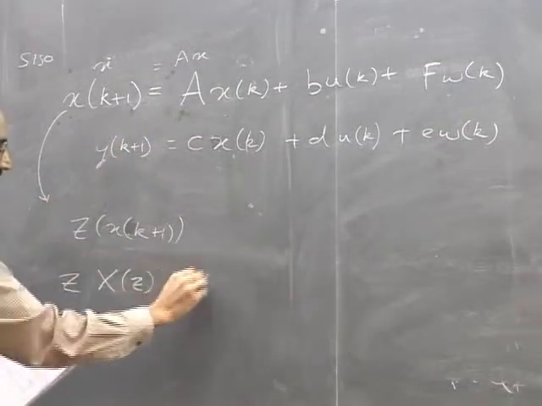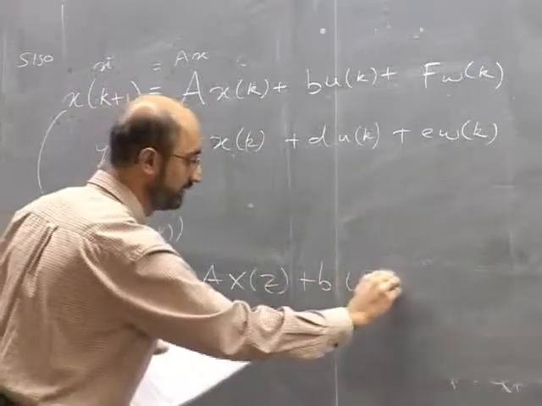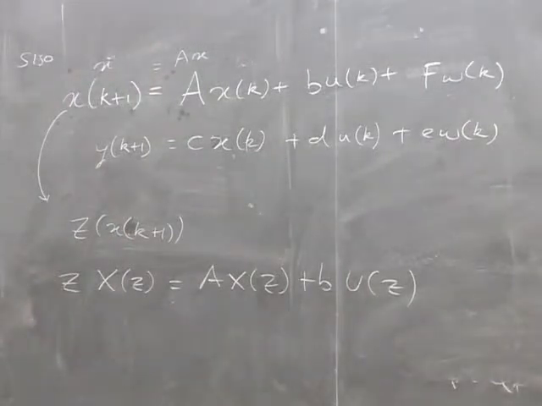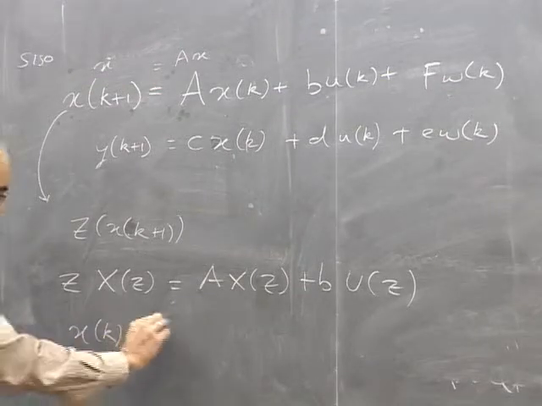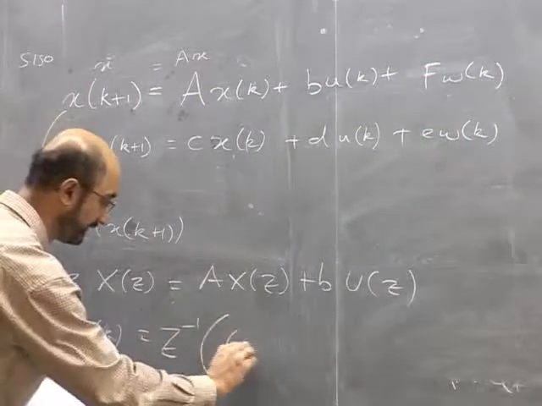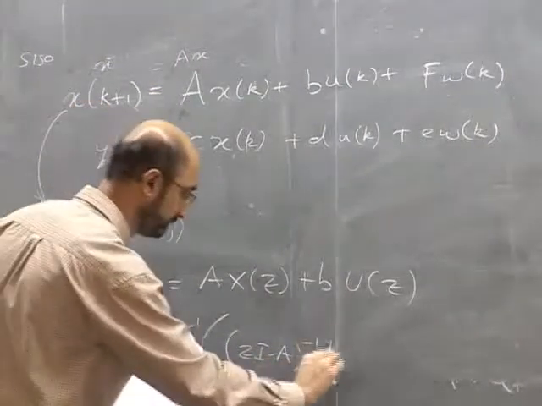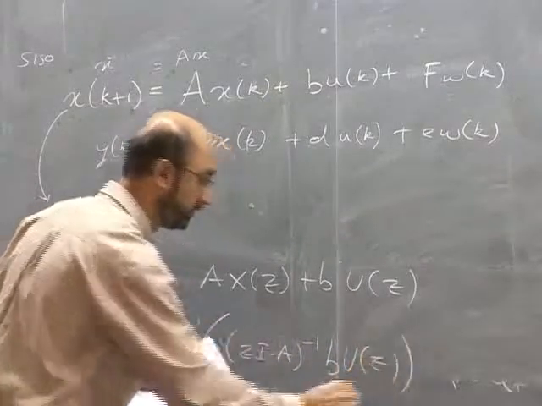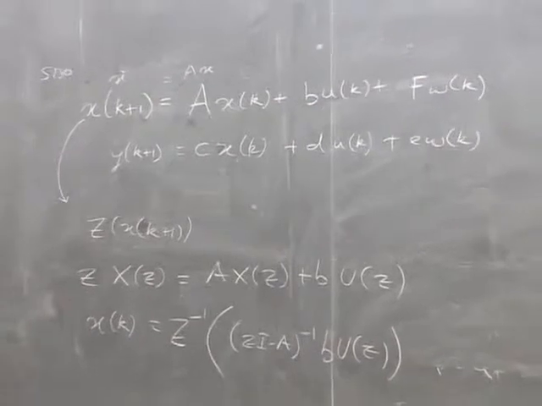And this one is going to be x of z equals a x of z plus b u of z, and again we'll ignore the disturbance as before. Then if we move the terms over, x of k in the time domain is going to be the inverse z transform, and this looks like the inverse Laplace transform, of zI minus A inverse B u of z. If you remember, last time we had sI minus A, and here we have zI minus A.